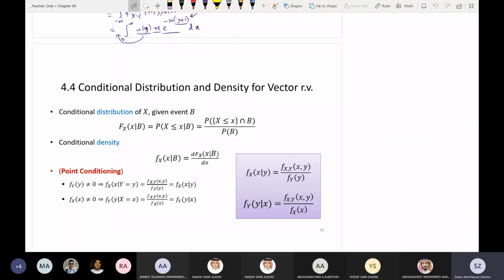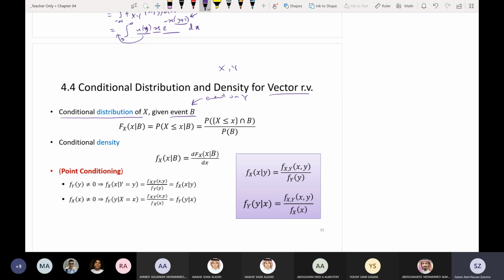When we have two random variables, or a vector of random variables, two per se, X and Y, we are interested in defining what we call the conditional distribution of X given an event B. We already covered this in chapter 2, if you remember. However, now we will use this event B as an event on Y, the second random variable.